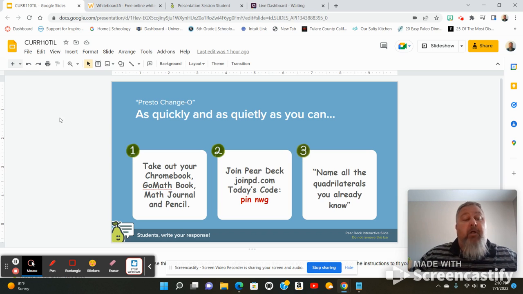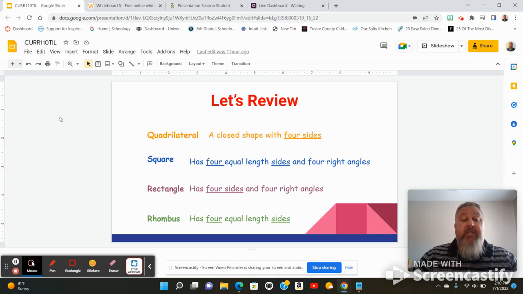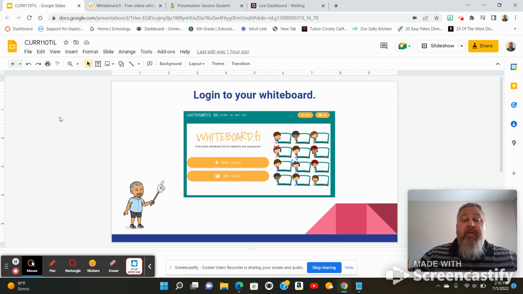As soon as they have all answered or the timer goes off, whichever comes first, we'll go to the next slide, which is the review. And it's also the answers to the question, what quadrilaterals do you already know? Square, rectangle, and rhombus. I'll have them log into whiteboard.fi. This is a great site because it's like a virtual whiteboard. I don't have to worry about kiddos not being able to find their whiteboard or dry erase markers that are dry and don't work anymore.